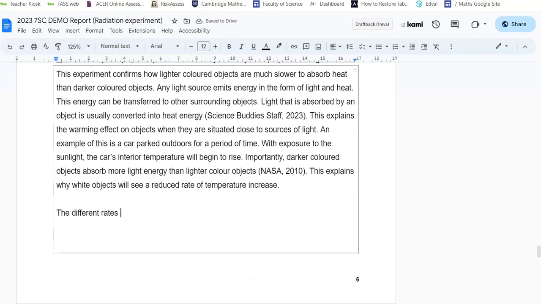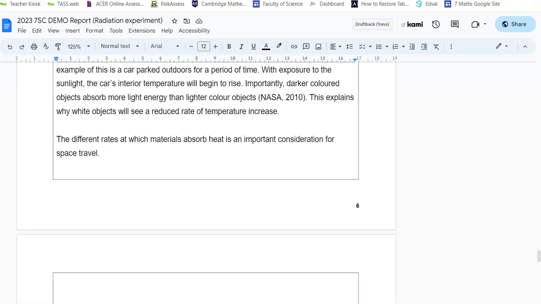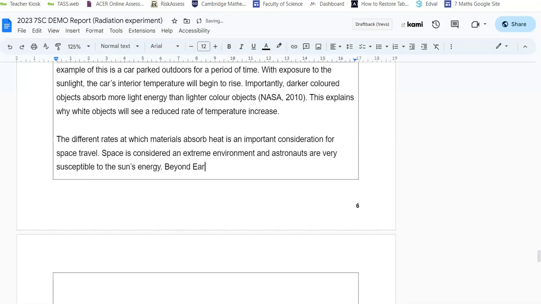Then you repeat the process for the second part, which is why the results are relevant. And I think the main idea is that the different rates at which materials absorb heat is an important consideration for space travel, because space is considered an extreme environment and astronauts are very susceptible to the sun's energy. And once again, you can read on and see how this part is completed.